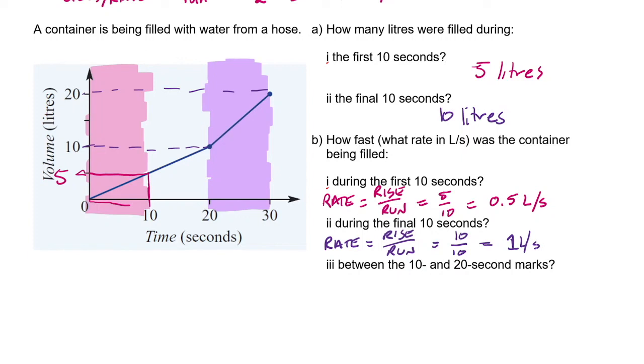Our final question is between the 10 and the 20 second marks. So we're looking for this last little bit in here, which is just another 5. So in that particular section, still using our rise over run idea, is back to being 5 over 10, which is 0.5 litres per second.